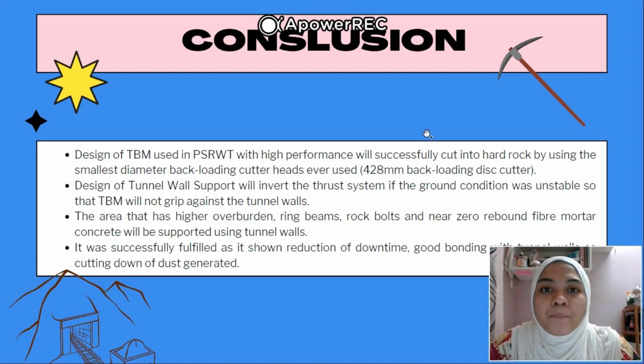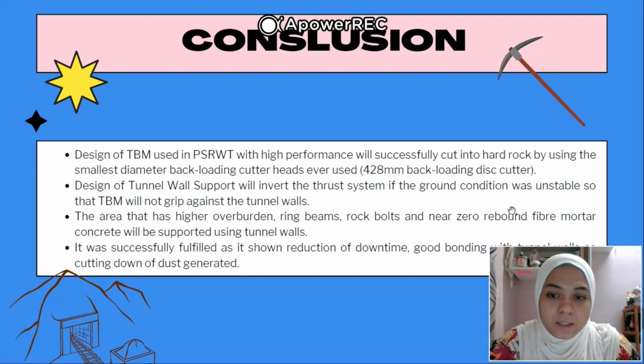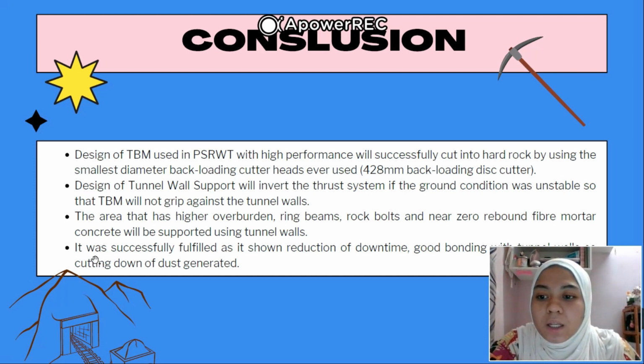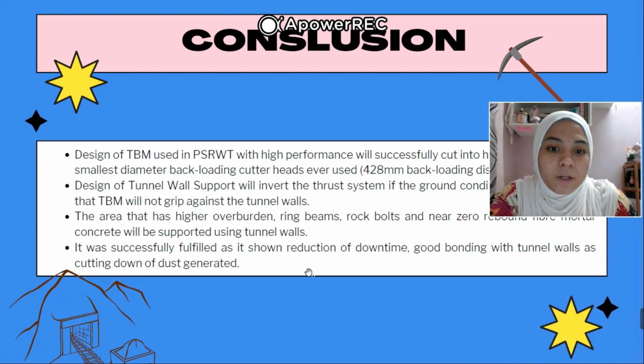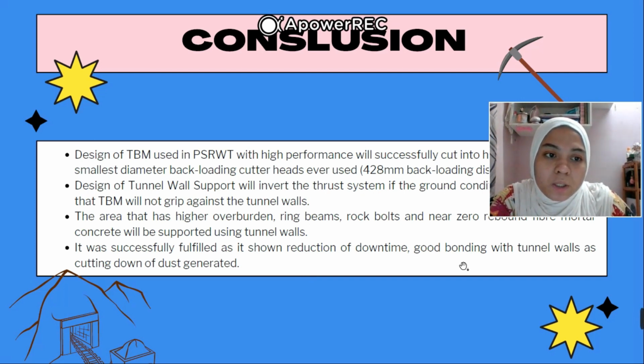So for the problem of areas that have higher overburden than other areas, ring beams, rock bolts, and near zero rebound fiber mortar concrete will be used as tunnel wall support. So it is shown that it has successfully fulfilled its purpose, as it shows a reduction of downtime, and it has good bonding with the tunnel walls, cutting down the dust generated.